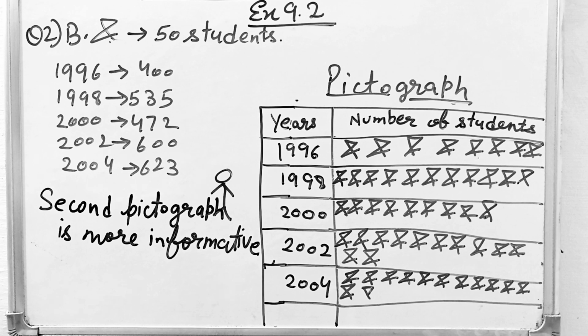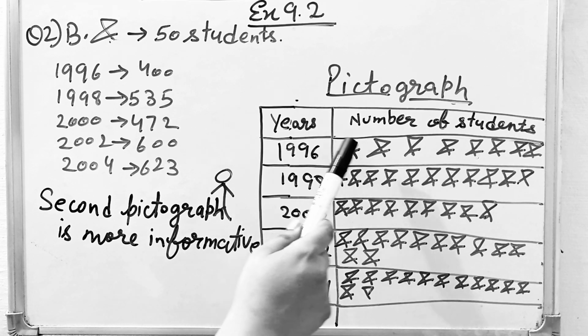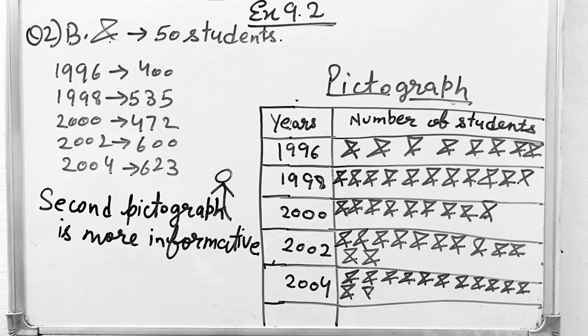Because whenever we are representing any data in the form of graph, if we have large number of symbols, or if we use smaller things to represent our data, that will give you an exact value of whatever information you want to get from that data. That is why this pictograph is more informative in comparison to the previous one, because it is having more symbols. So that means it is representing for every student better than the previous pictograph.